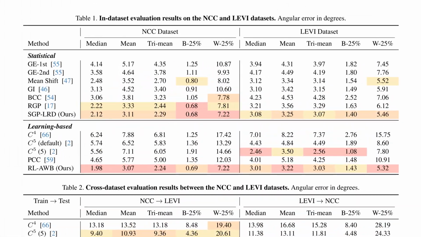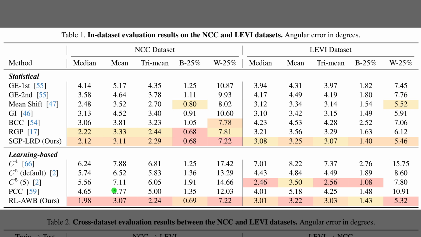Alright, following the dataset introduction, Table 1 presents the quantitative evaluation. It lists angular error metrics for both the NCC and LEVI datasets, where lower values mean better color accuracy. The top half covers statistical methods, including the author's own SGP-LRD algorithm, which performs competitively. But the most impressive results appear in the bottom half under learning-based models. Here, the RL-AWB framework achieves a median angular error of just 1.98 degrees on the NCC dataset, clearly surpassing all other approaches.